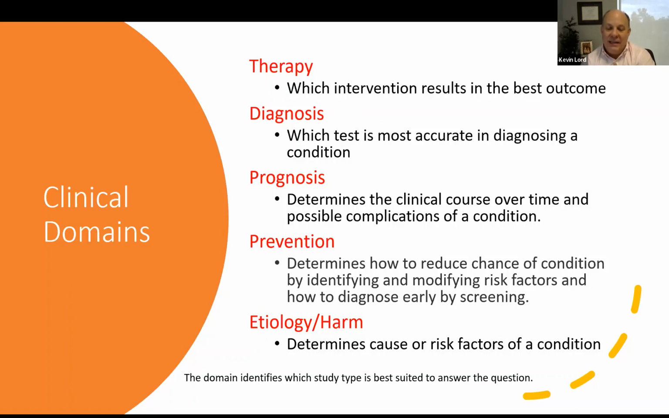How can I prevent? How can I reduce my risk of the development of a particular disease? My family has a history. What can I do differently? So determining how to reduce the chance of a condition, and etiology or harm, determining causes or risk factors of a condition.